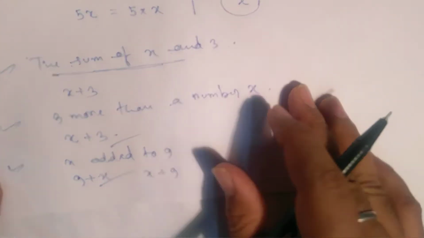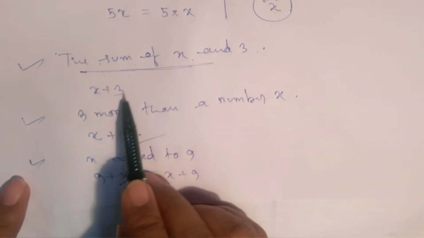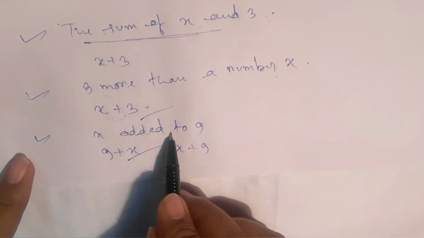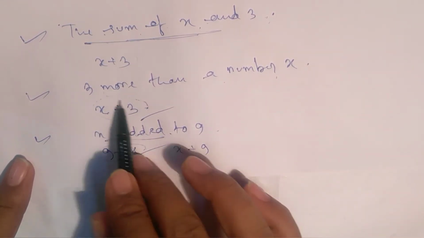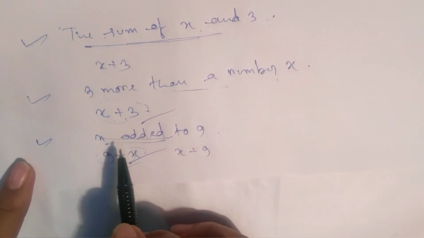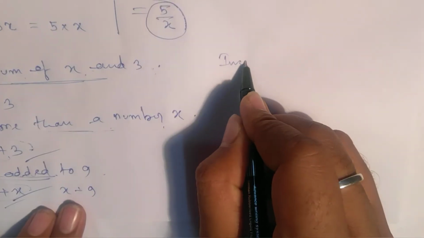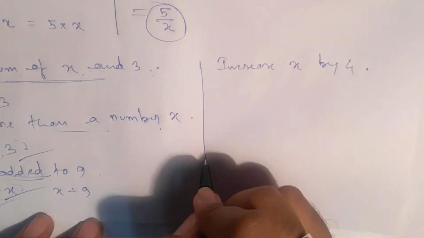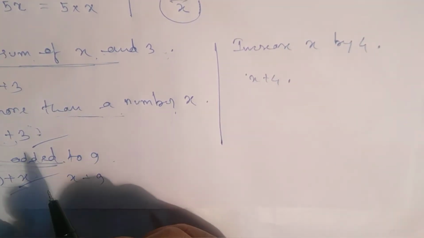Next, third one. You can see the above statements: the sum of x and 3, 3 more than a number, and x added to 9. We are writing all of them the same way. The mathematical expressions are the same, but the way we write the statements, there are 3 different ones. Next, increase x by 4. How are you going to increase x by 4? Your answer is this.